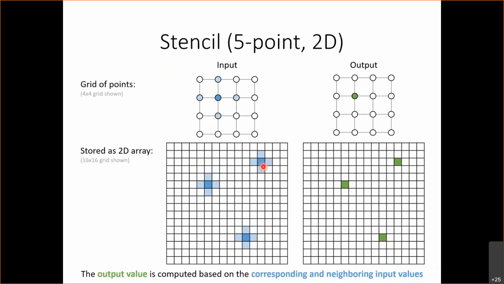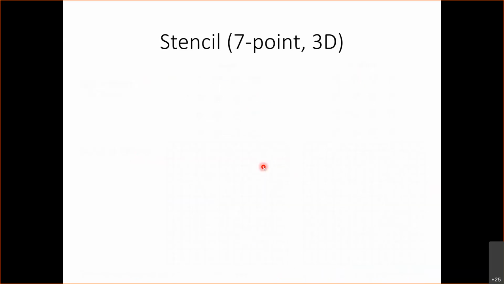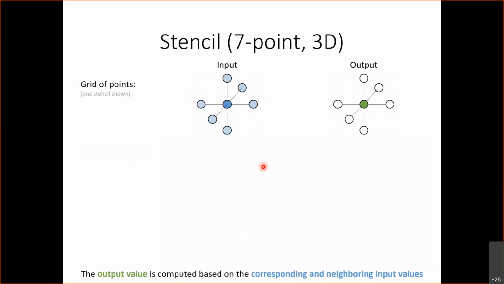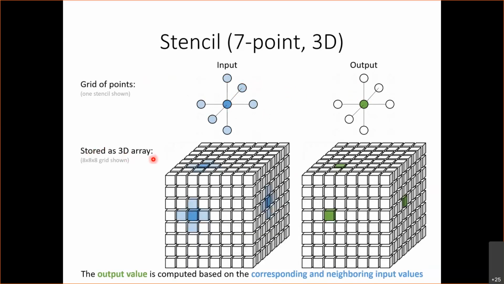And the same thing applies in 3 dimensions. In 3 dimensions, the output grid point is going to be based on the linear combination of the neighboring input grid points in the x dimension and the y dimension, and then also in the z dimension. We typically store these output grids as 3D arrays. And over here, you'll see things are a little bit more difficult.